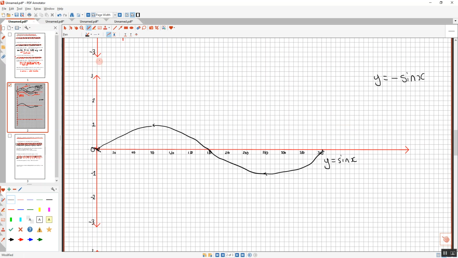So when I come to graph this, I'll do it in a different color. It still starts at 0, but this time the values are going to be negative. And they go down to negative 1 again, at 90. And then it comes back up. This is our graph of y equals negative sin x.